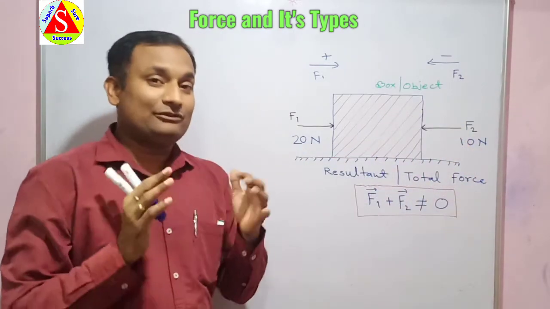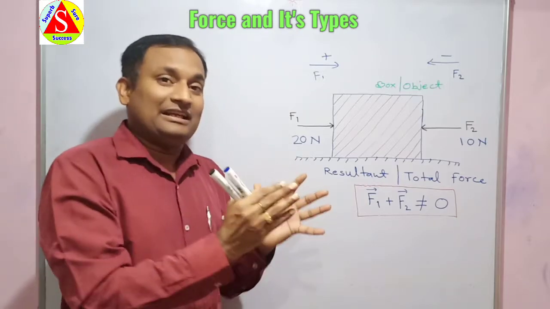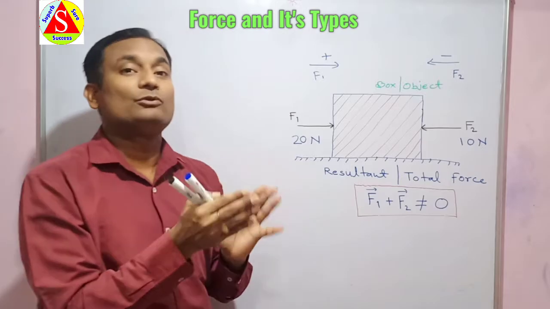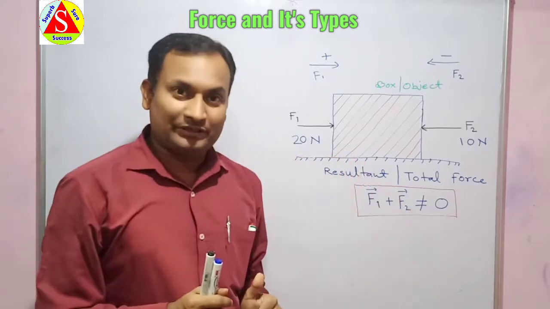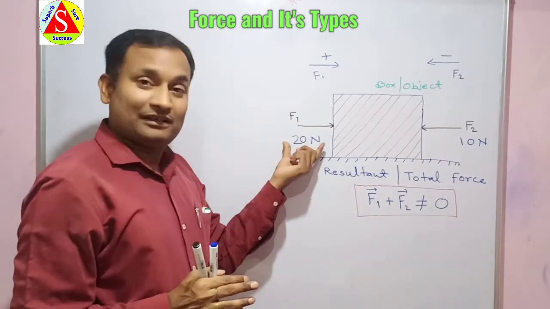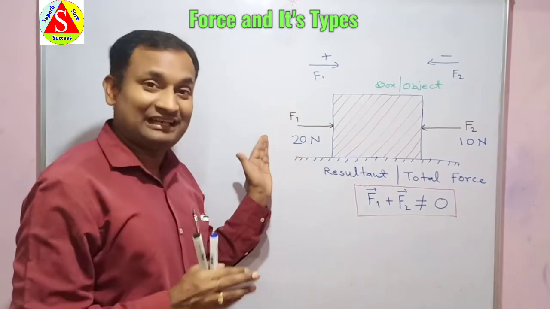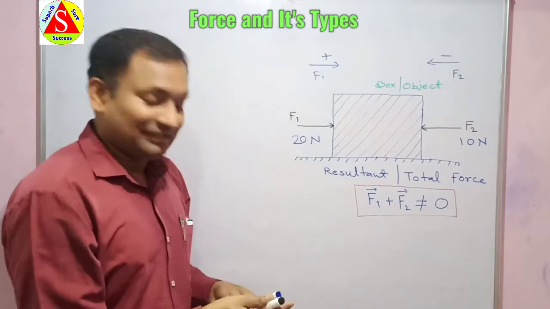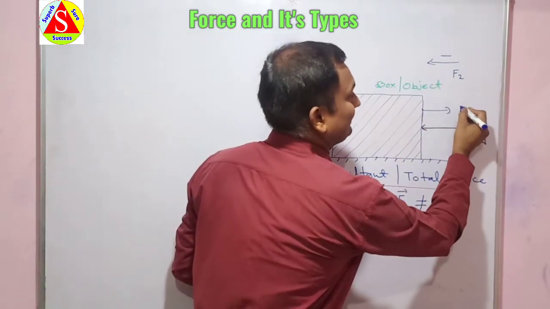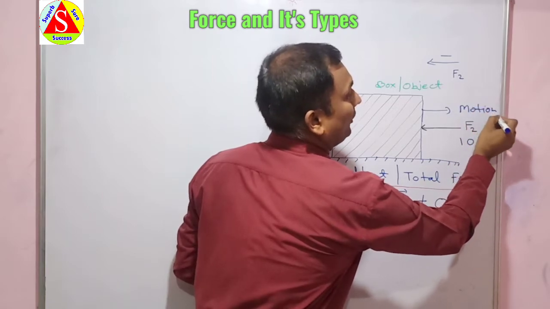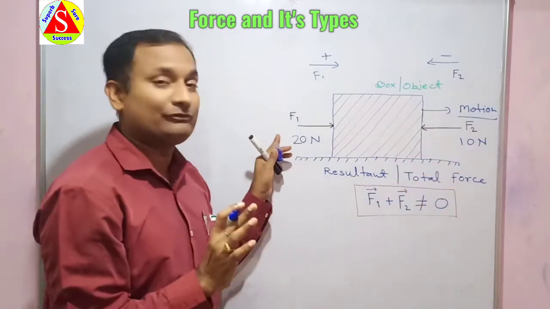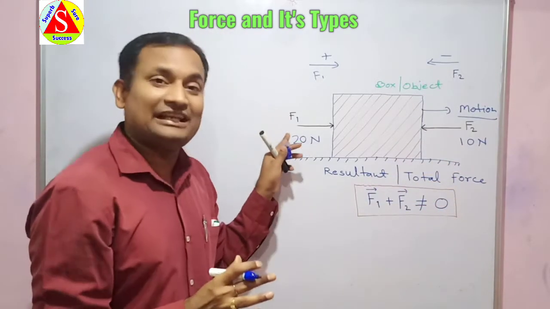ओके, सो डियर स्टूडेंट्स, वी नो दैट कि बॉडी उस डायरेक्शन में मूव करना स्टार्ट कर देता है जिस डायरेक्शन में फोर्स ज्यादा होता है. ओके, सो हियर इन दिस केस सिंस वी आर अप्लाइंग greater force from this side, so in that case the body will start moving towards this direction. Okay, means जो बॉडी का मोशन होगा फ्रॉम लेफ्ट टू राइट होगा. क्यों? क्योंकि यहाँ पे F1 हमारा ग्रेटर फोर्स है.